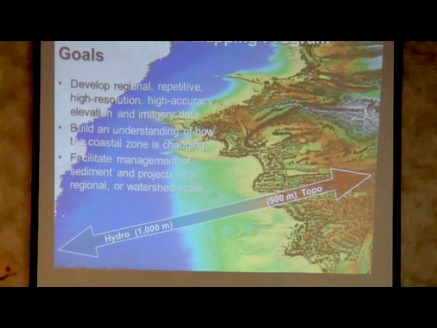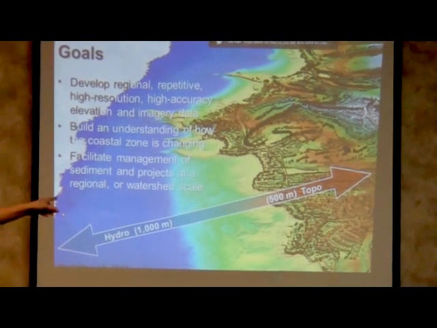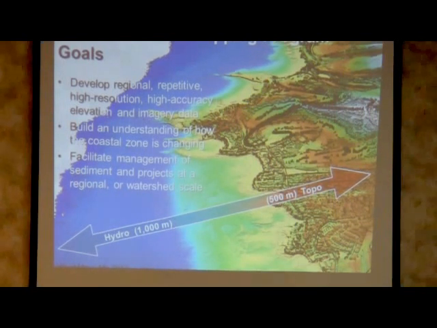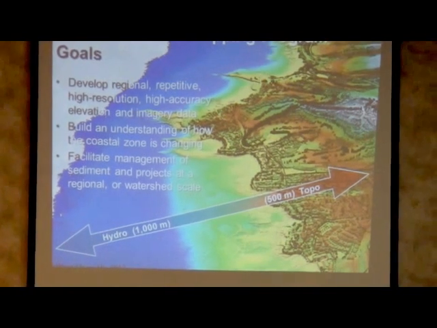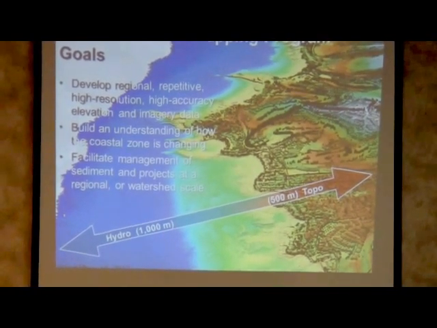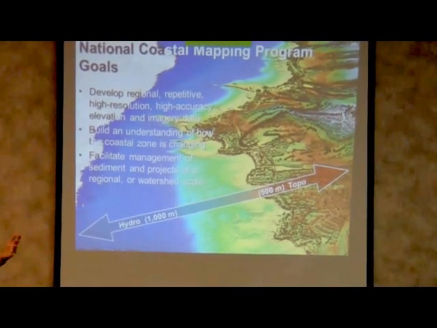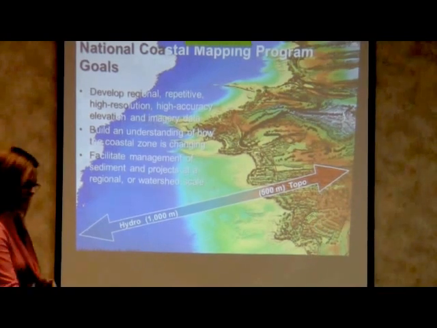The image in the background is some data that we collected in Hawaii back in 2013, but what's important here is the arrow, which shows our collection scheme. We collect about 500 meters of topographic LiDAR at the same time that we're collecting 1,000 meters offshore with bathymetric LiDAR. And I have some more examples of that in just a minute. But what we're trying to do is capture the active part of the beach profile, so where all of our sediments are moving, because our focus is on sediment management.